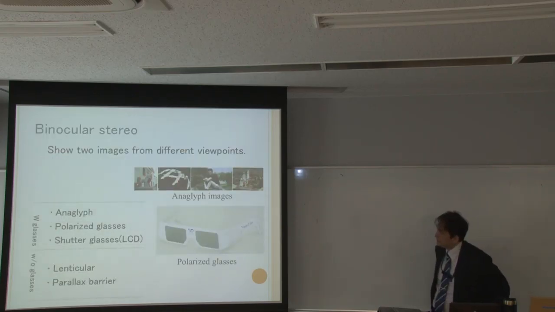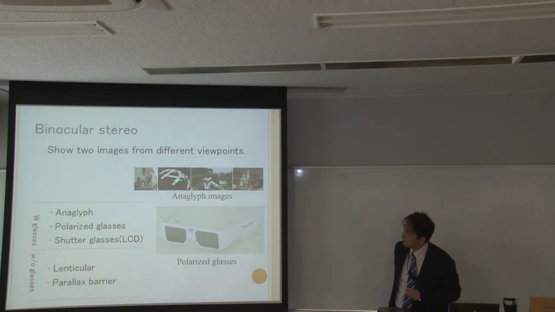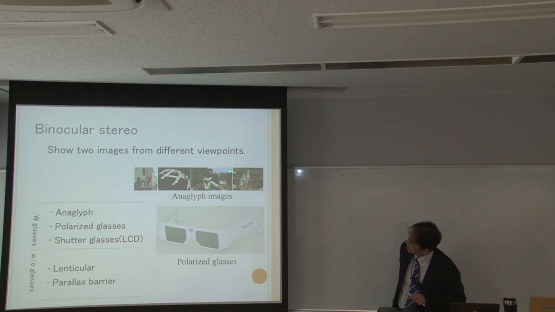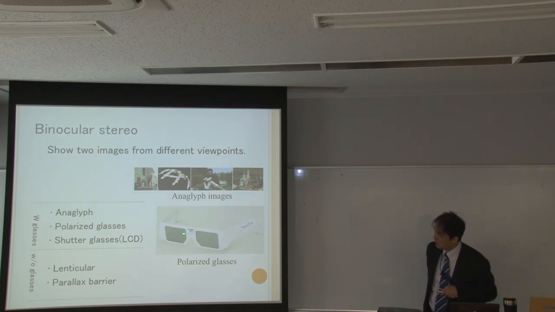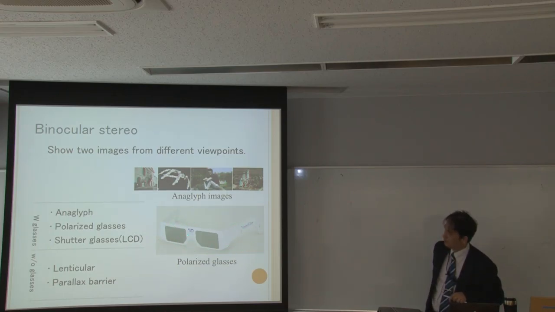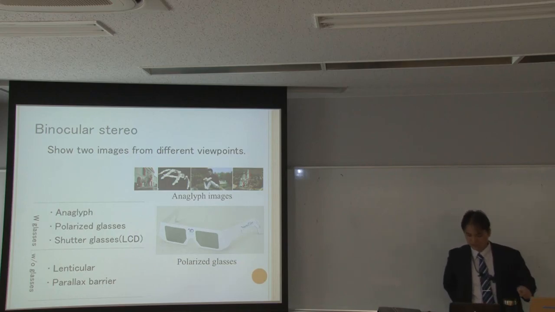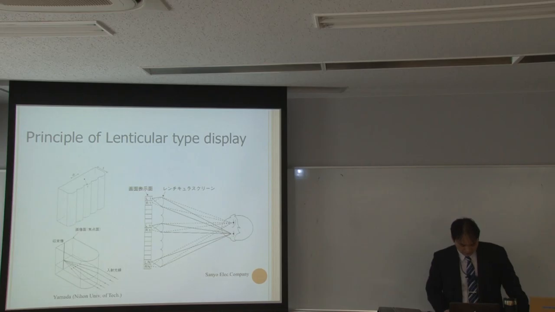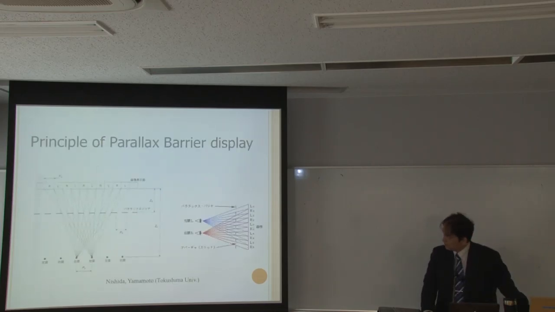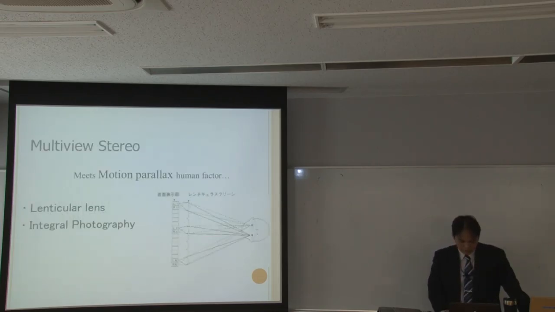Another type is binocular stereo. This is a very basic anaglyph type of image, a red and blue image. And this is polarized glasses, which maybe you wear in the 3D movie theater. And this is a lenticular type display, as I explained before, and the parallax barrier. It can be extended to multi-view.